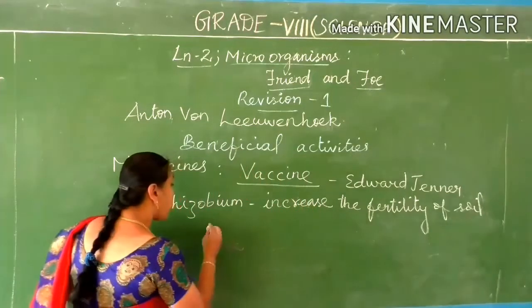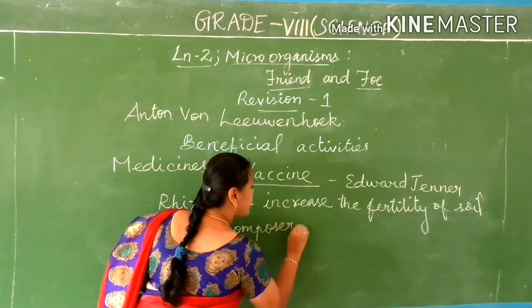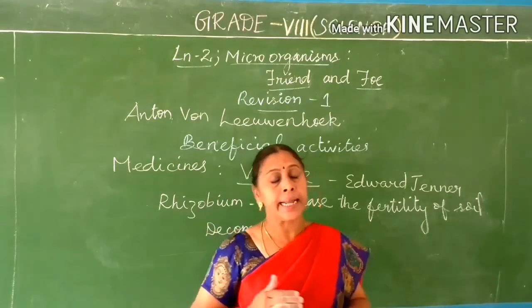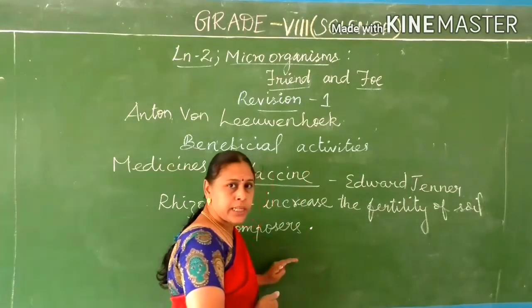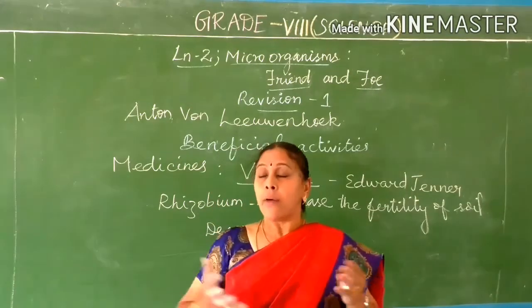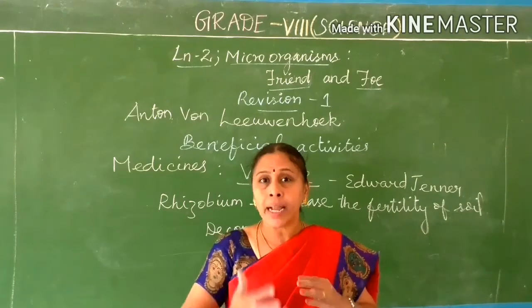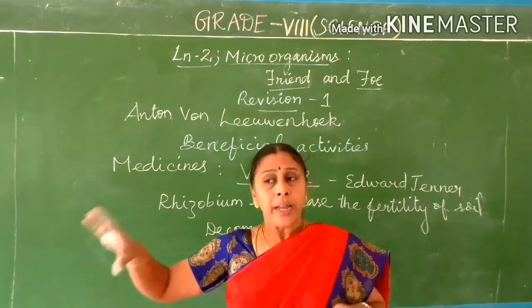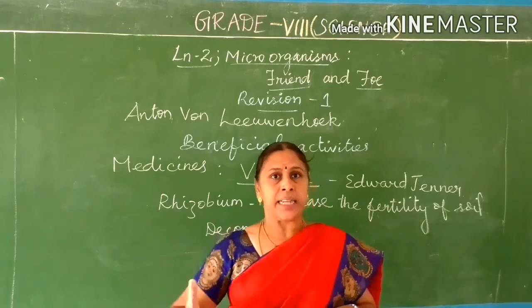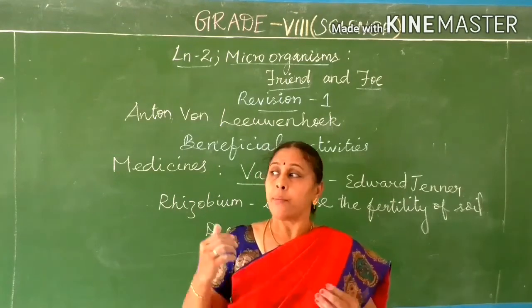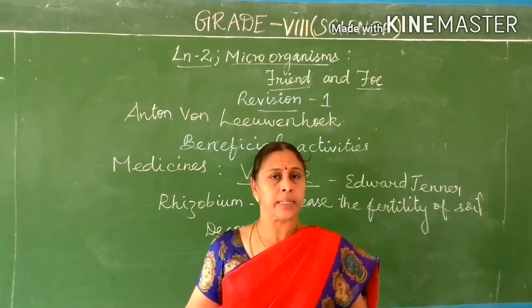Next one, decomposers. Decomposers means what? They convert the dead and decayed organisms into a useful form. Without the decomposers, those microorganisms, we can't live on this earth. Is it not? If it is not decomposed, whatever waste we put, if it remains in all the places without any change, then how will it be? The places will become dirty, and we won't find any place to live on this earth.